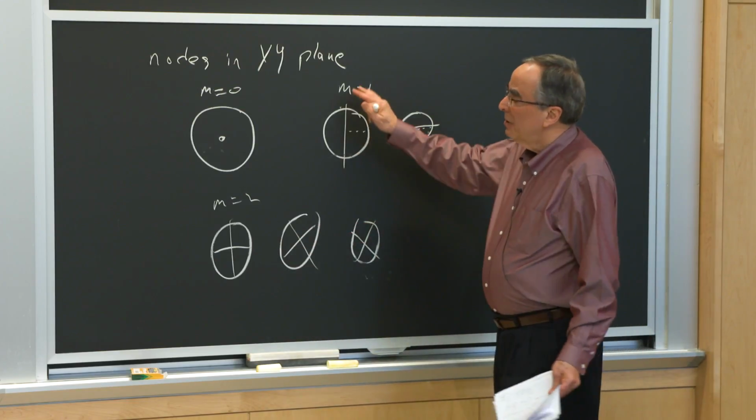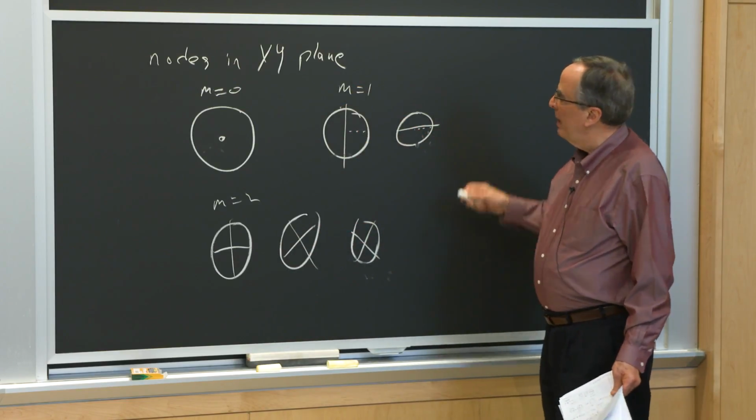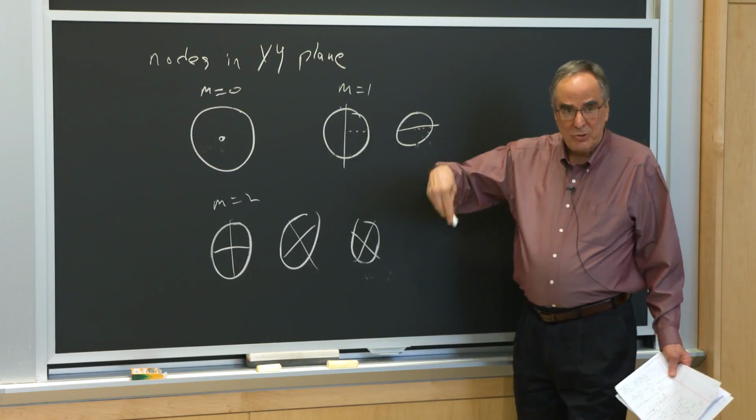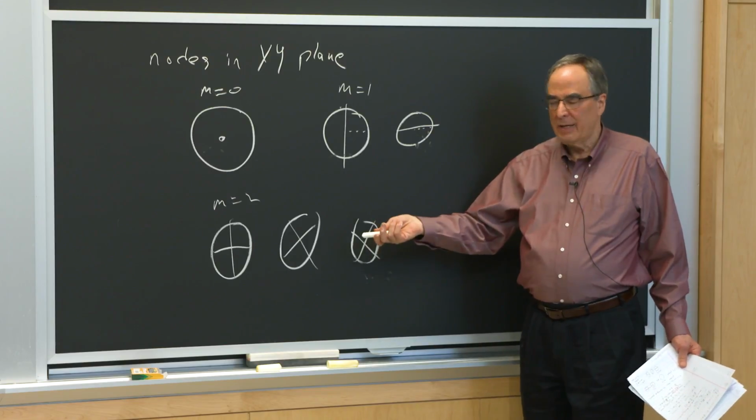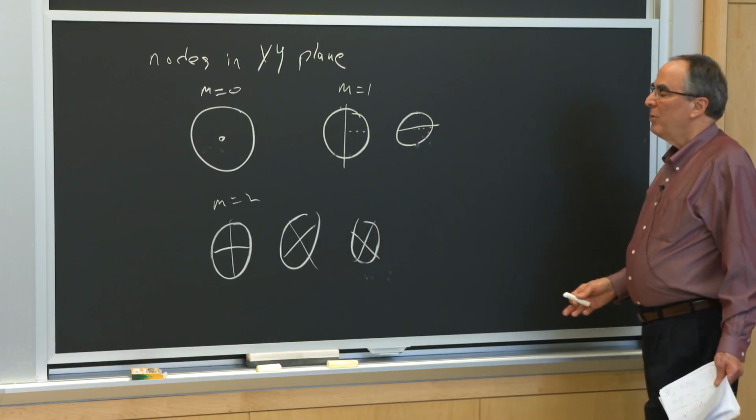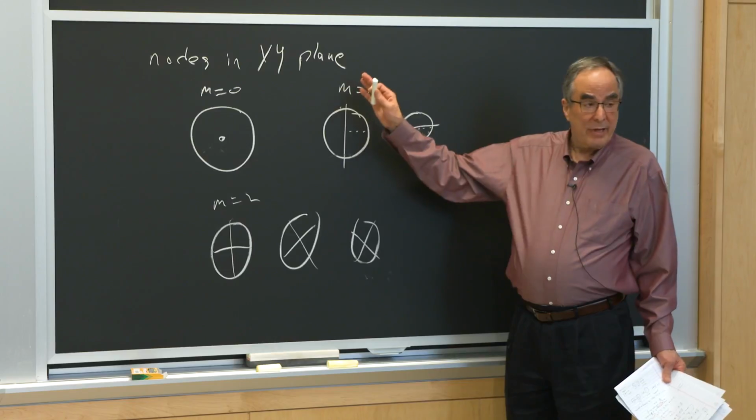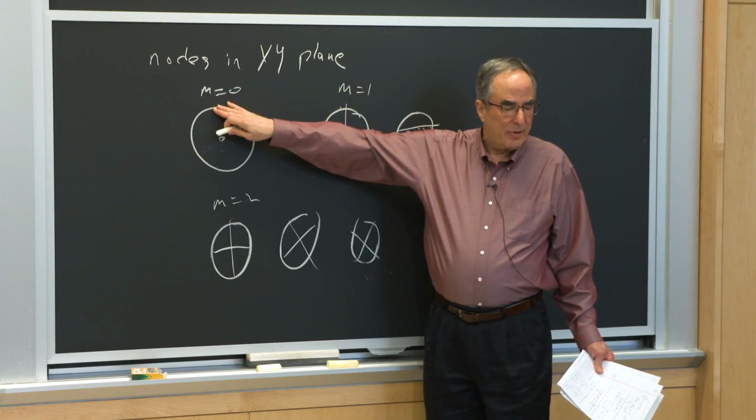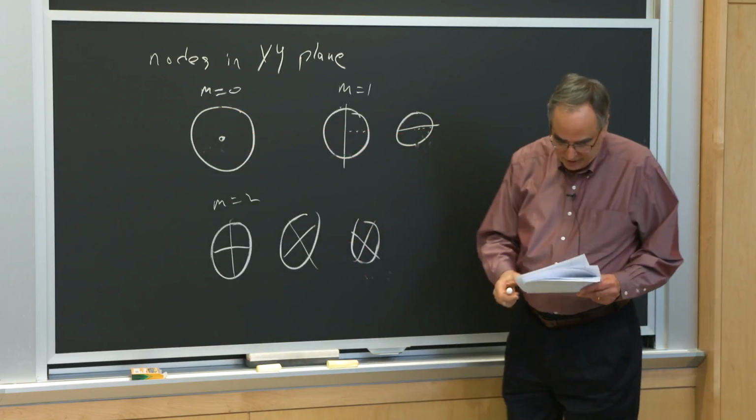And so immediately you know something about, if you draw a reduced picture and you show the nodal structure in the xy plane, you can tell what the projection of the angular momentum quantum number is, which is really important.